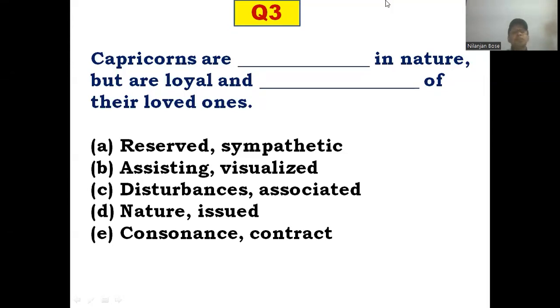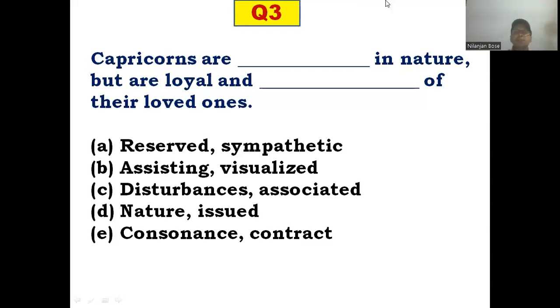Question number 3, it is written that Capricorns are dash in nature, but are loyal and dash of their loved ones. What do you mean by Capricorn? It is the 10th astrological sign, right, in astrology. So Capricorns में जो जन्म लिया है, जिनकी राशि वही है, Capricorns are generally किस नेचर के हैं, इसके बारे में बात कर रहे हैं. और सेकंड पार्ट में, but are loyal and dash of their loved ones.